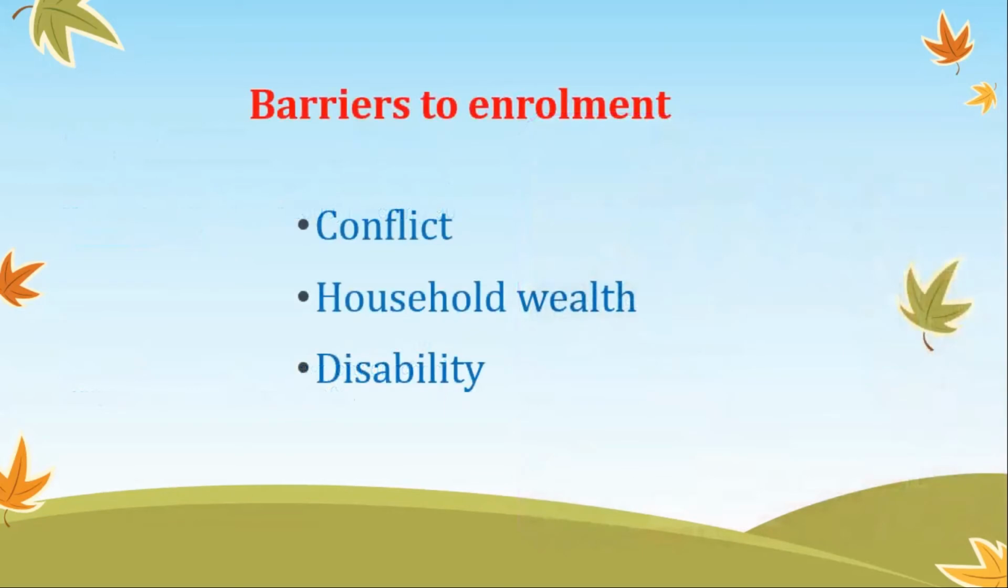So what are the barriers to enrollment? The first one is conflict. In nations affected by conflict, the number of out-of-school children increased from 30% to 36% between 1999 and 2012. This was mostly evident in Northern Africa and Southern Asia.